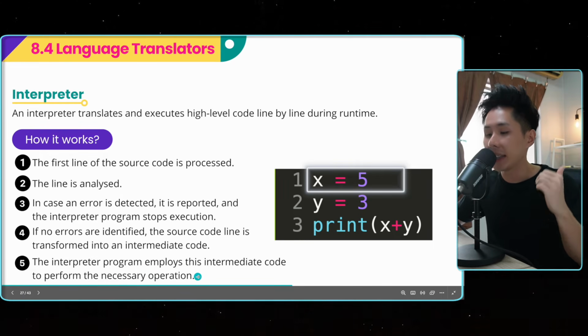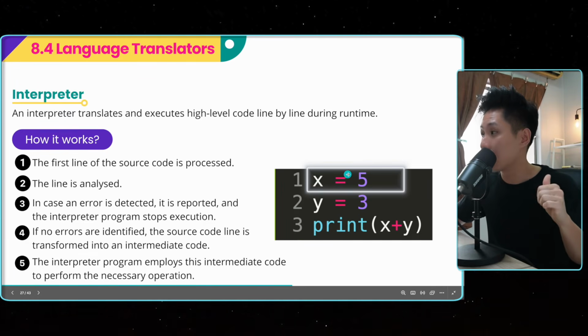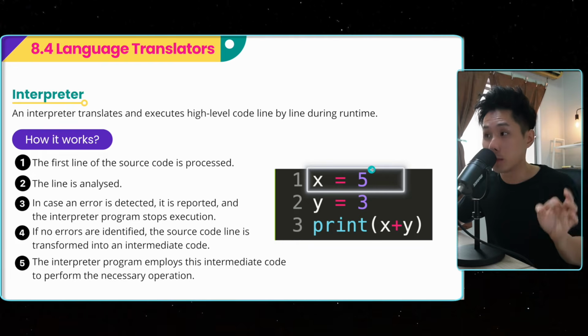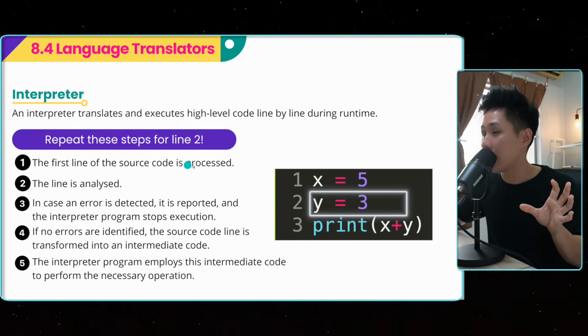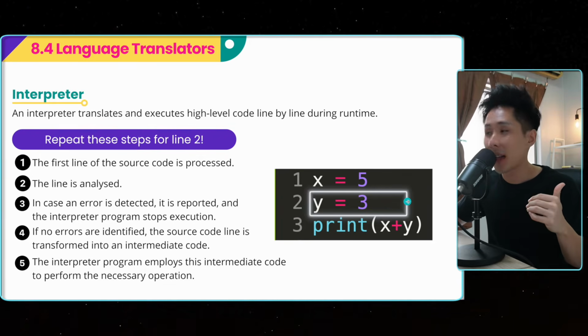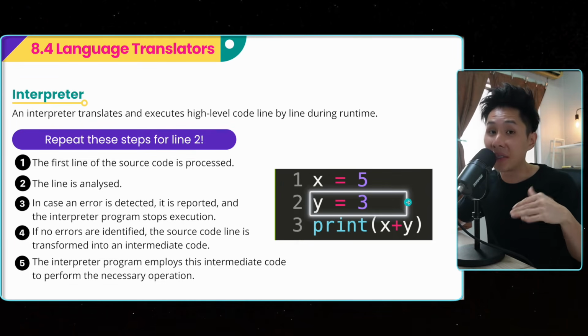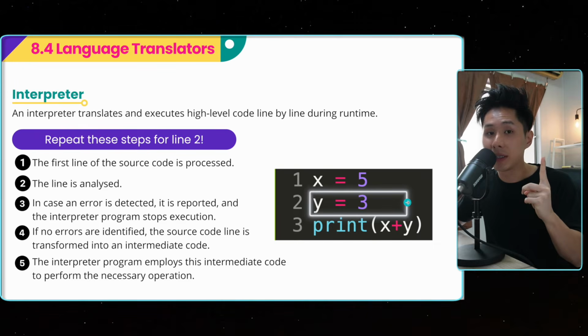Think of it like a step-by-step operation, which will just execute the code until an error is reported. And if there's no error, step 2, all this step will be repeated for line number 2 until an error is reported or until the program has terminated. This is the first type of translator.